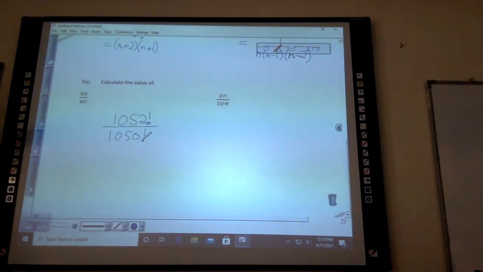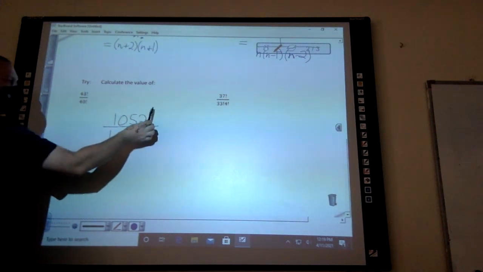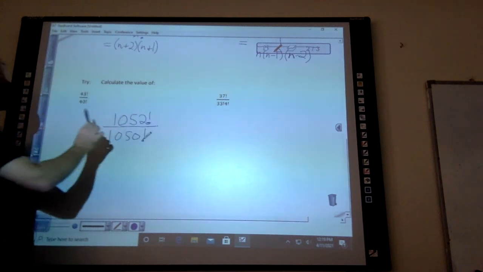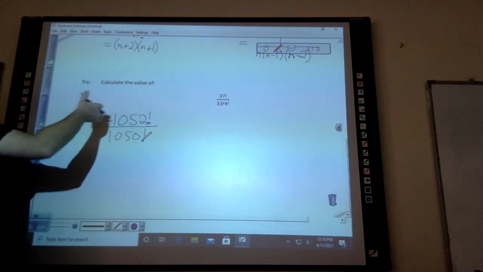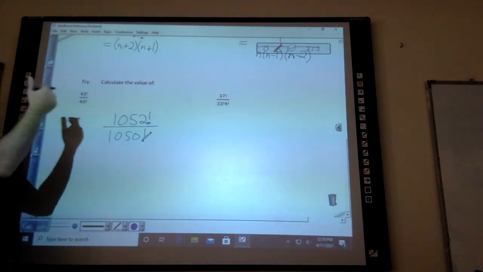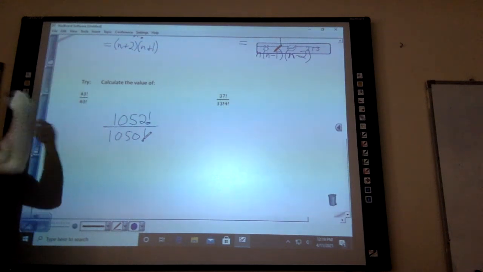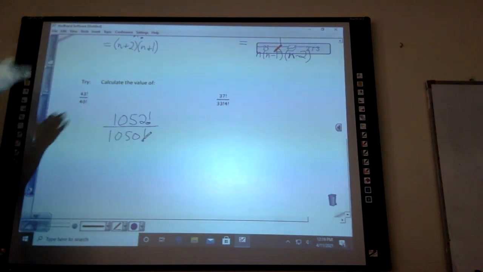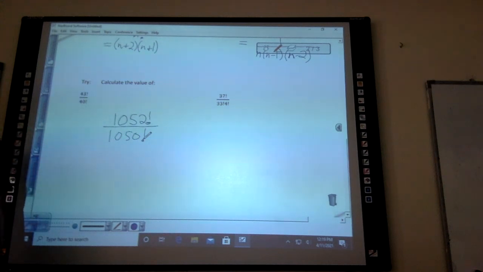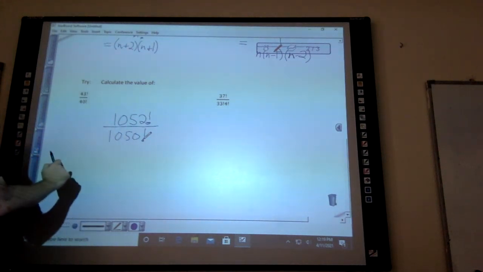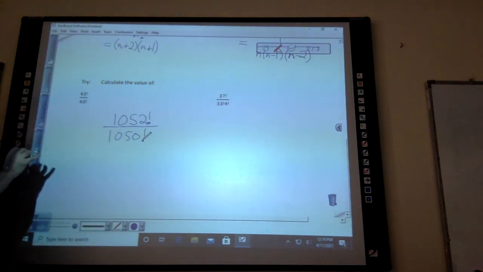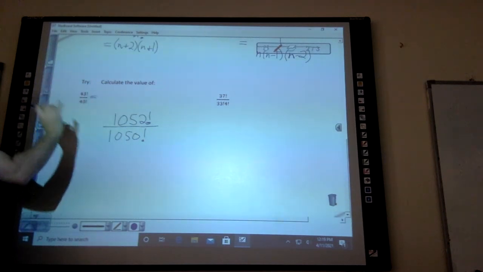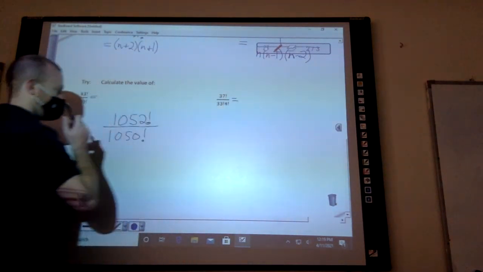Perfect. Okay, good. So it gives you an error, right? The reason why your calculator gives an error is it tries to calculate the top, which is a big number. It's like 1052 times 1051 times 1050 times 1049 and so on all the way down to 1. It's a huge number. And then it tries to do the same on the bottom. So this won't work in your calculator. These ones, plug in your calculator, you're fine.